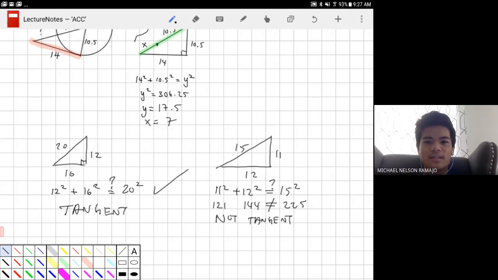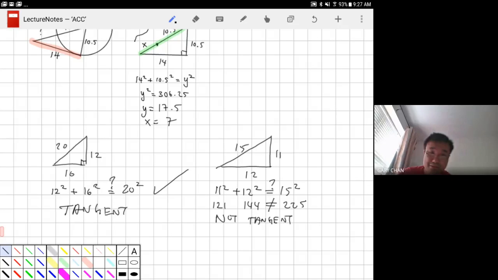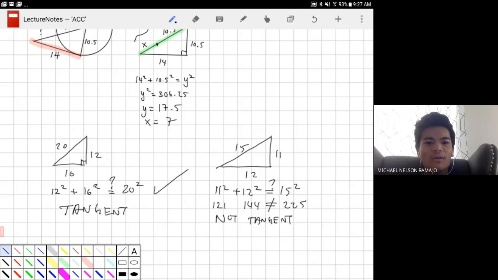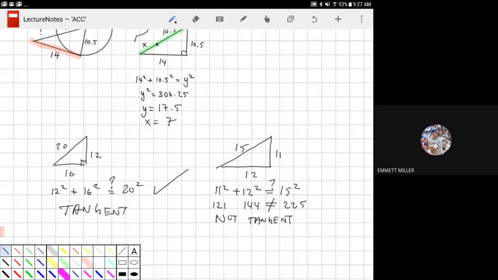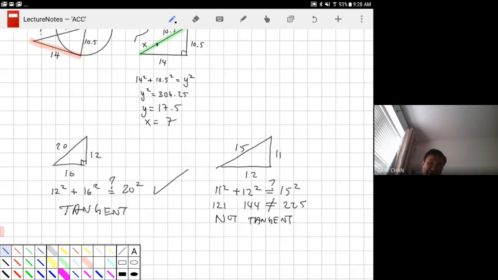Wait, is this number 3 because it says tangent, no tangent? This is number 5. Oh, okay, got it. And then 6 is a very similar one. They give you the answer. It's also 7. Calvin, do you have this? Okay, cool. Let's move on to 6.